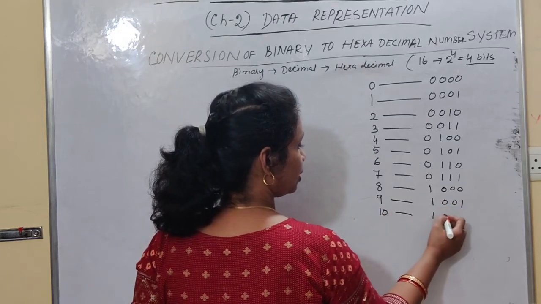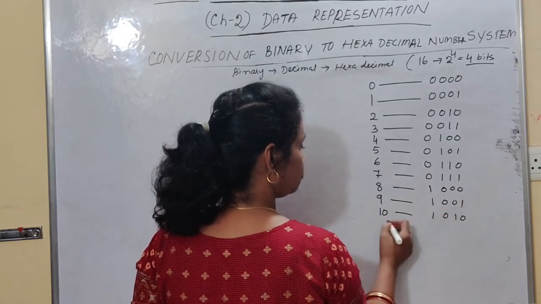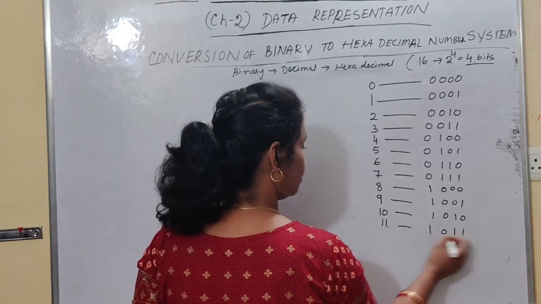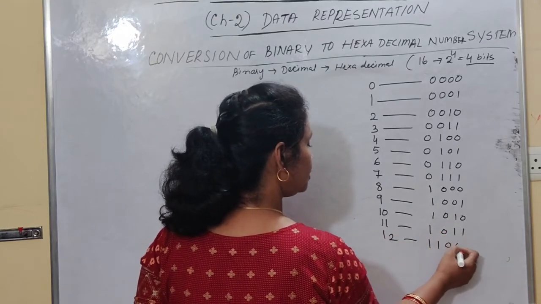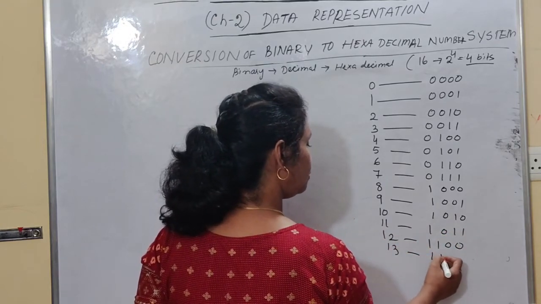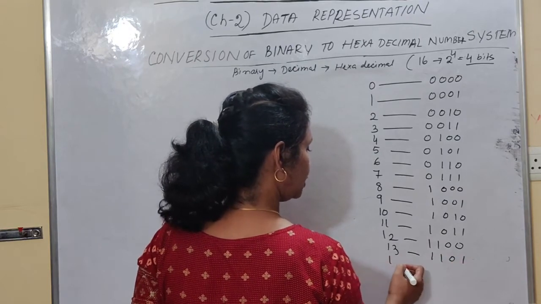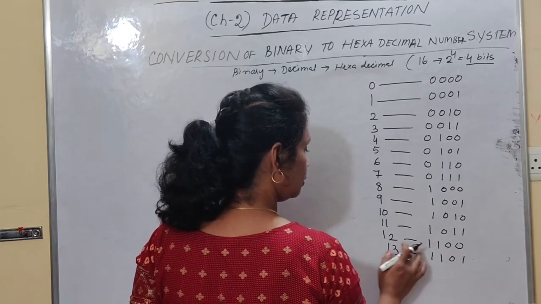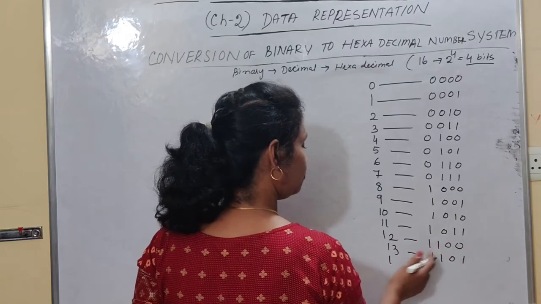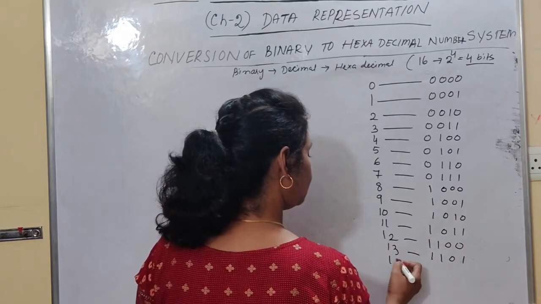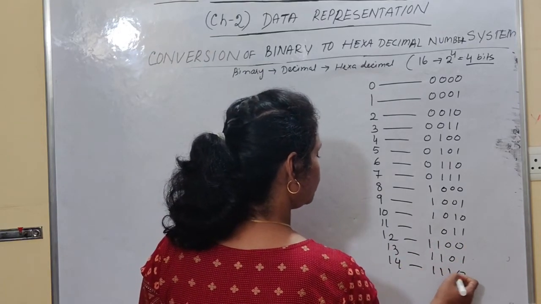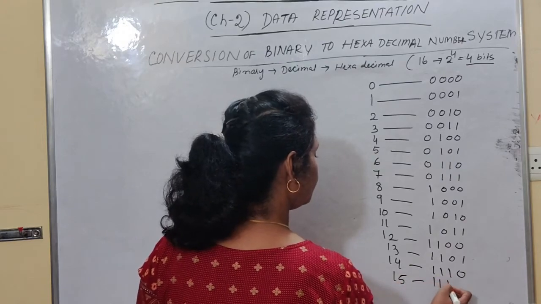For 10, 1, 0, 1, 0. For 11, 1, 0, 1, 1. For 12, 1, 1, 0, 0. For 13, it is 1, 1, 0, 1. For 14, 1, 1, 1, 0. For 15, 1, 1, 1, 1.